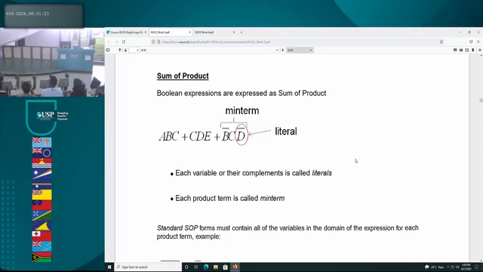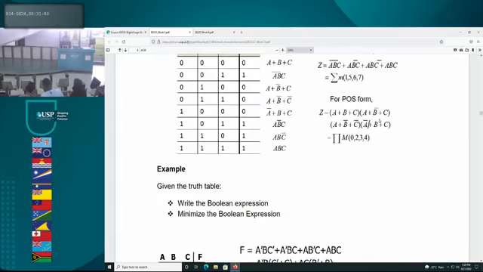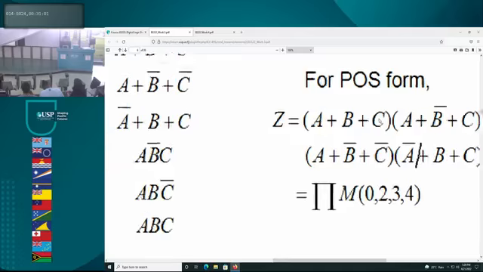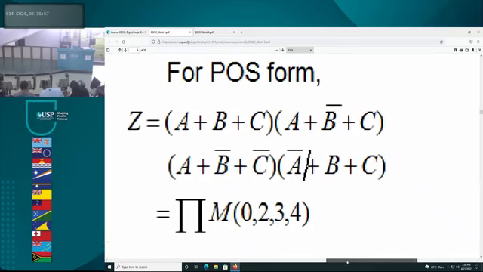So there's no fixed answer. The number of ones, wherever there is a 1, there is a minterm. All right? Now, everything I've just taught you for sum of products, the same is true for product of sums.